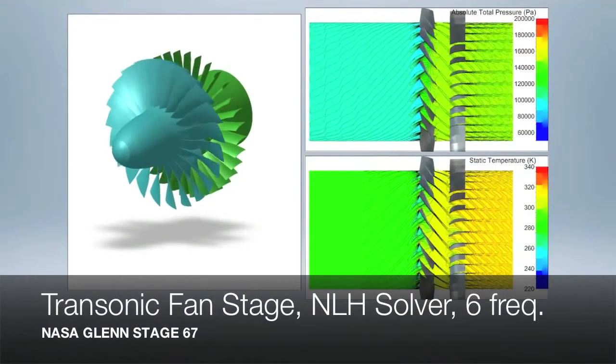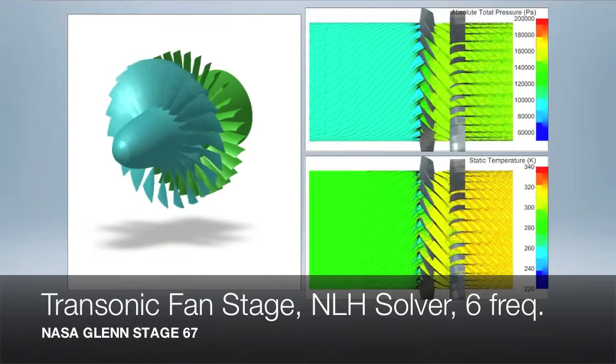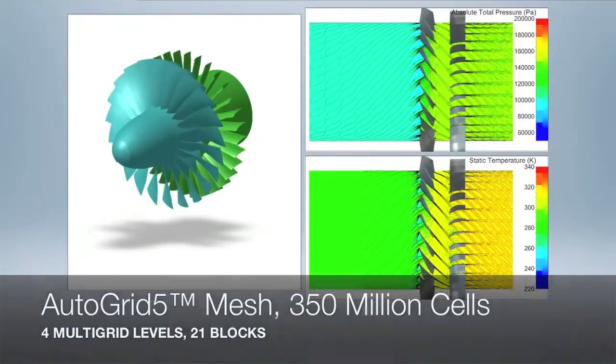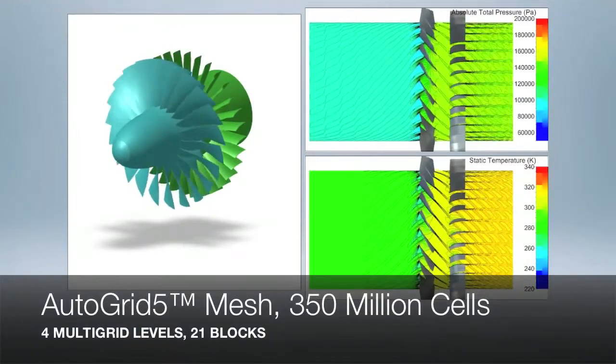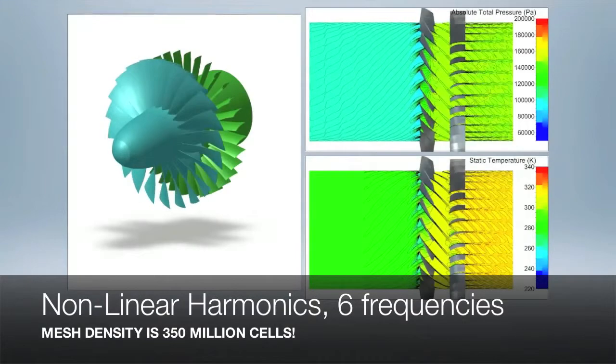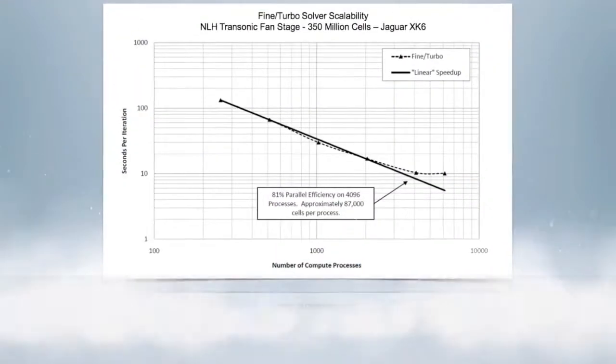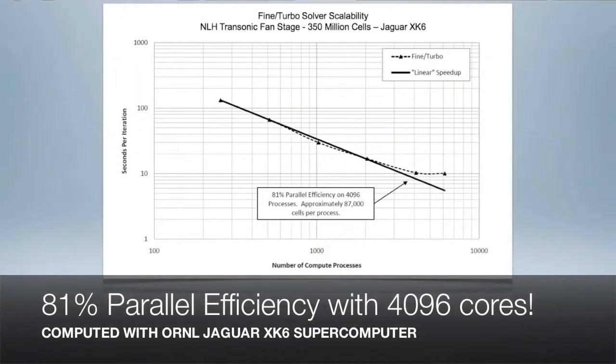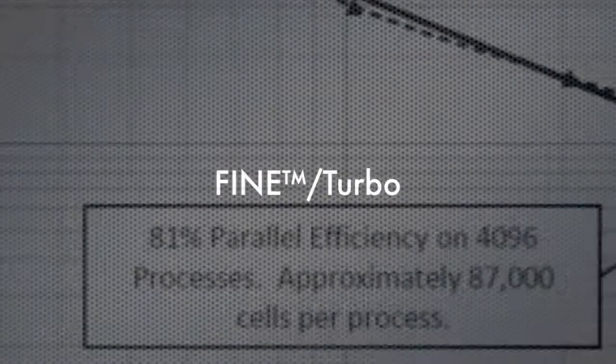Another interesting study, the unsteady solution of a transonic fan stage. The mesh size is 350 million cells. Solving nonlinear harmonic at 6 frequencies makes this problem truly challenging in the HPC scale in terms of memory management. Performance numbers show near linear parallel scalability distributed on more than 4,000 cores.